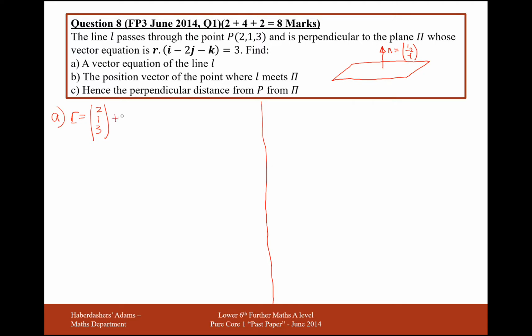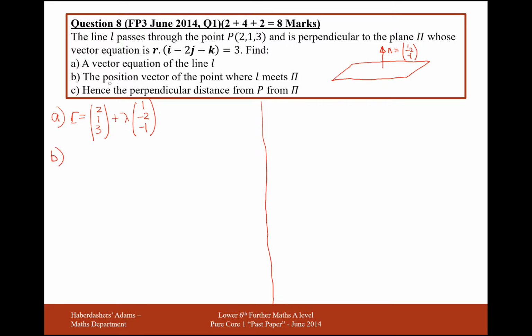It's plus lambda (1, -2, -1). The reason that it is exactly this vector here is because we're told that it is perpendicular to the plane pi. This vector here is perpendicular to the plane pi, so they must therefore be the same perpendicular.